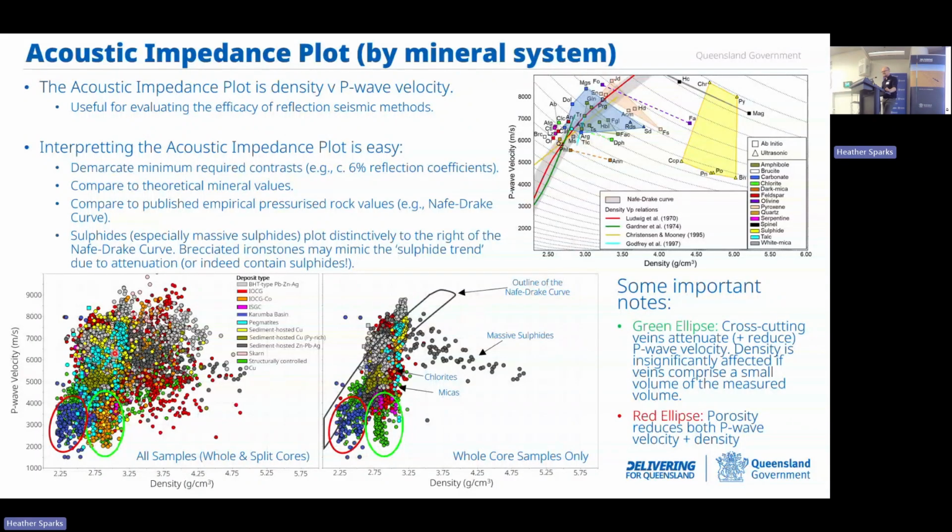Looking at the red circle down the bottom there, again, those porous rocks, as previously mentioned, have a reduced density, and they also have a lower P-wave velocity. And on your green circle here, we see the effects of veining, where cross-cutting veins distort the velocity measurements, but have such a minimal effect on the density values as the veins comprise such a small percentage of the core's overall volume. And of course, summing up, those are actually from the Rocklands, as we just saw in the presentation of the vein there.